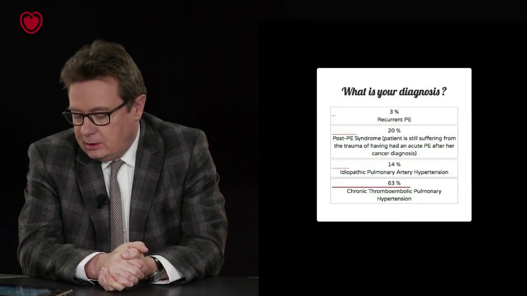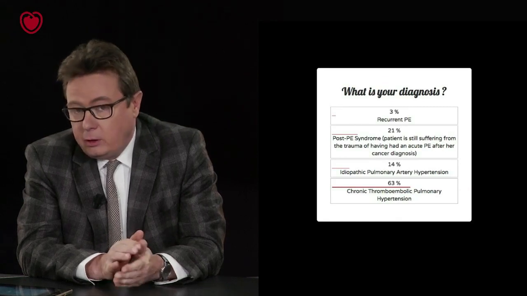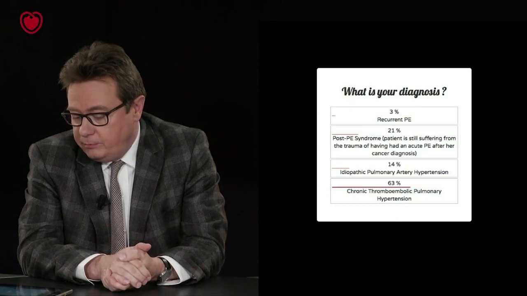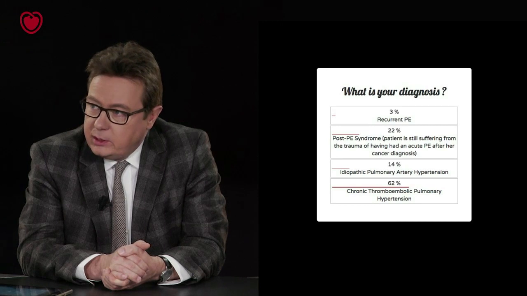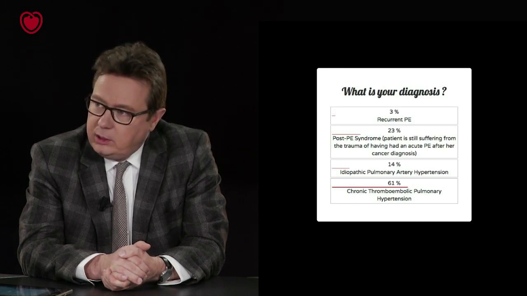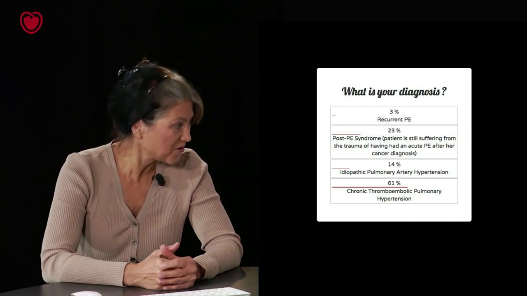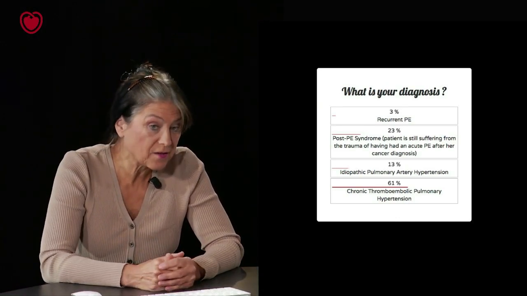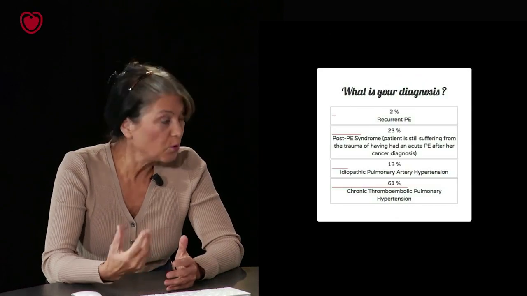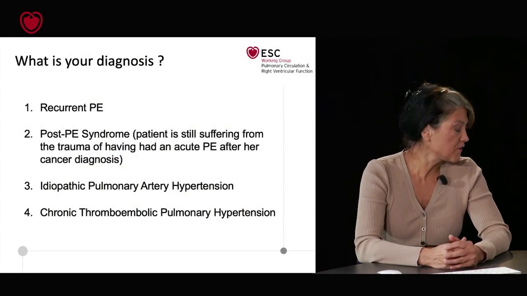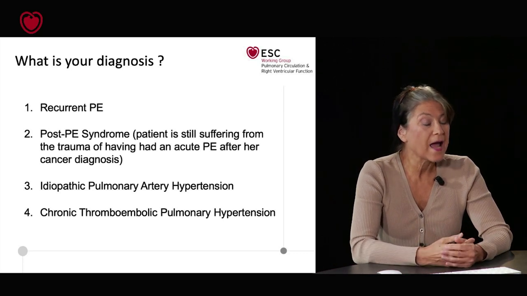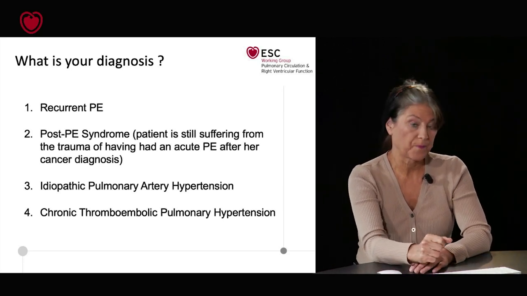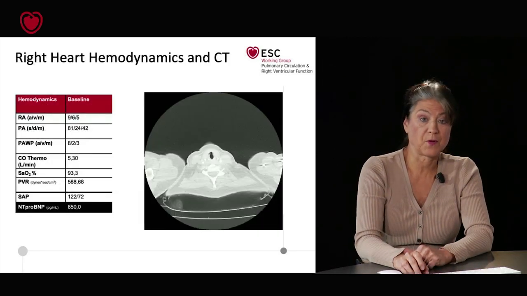63% says it's chronic thromboembolic pulmonary hypertension, followed by post-PE syndrome, 20%. 14% believe it's IPAH, and only 3% voted for recurrent PE. Well, this is very satisfactory. People are well educated, and we try to make the pulmonary hypertension diagnosis well seen and well diagnosed. And in fact, she had 2 risk factors for CTEPH. One is the cancer diagnosis, and one is the high-level thyroid hormone supplementation. So I'm really satisfied about this response.